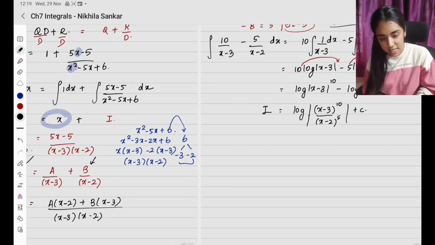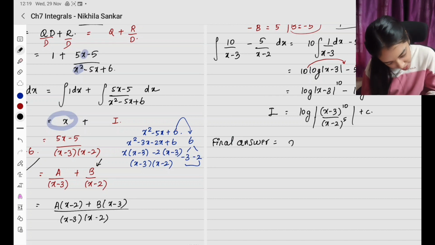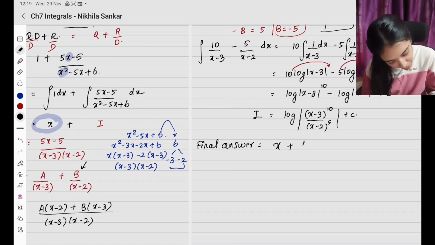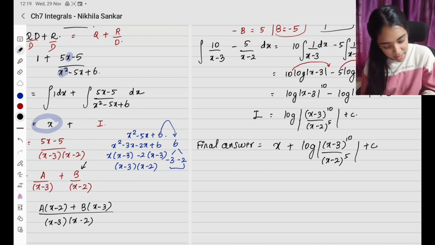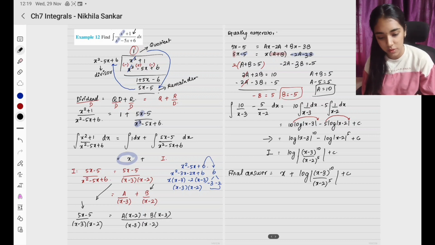But what is my final answer? I already have an x. So final answer is going to be x plus I. What do we get? log mod x minus 3 to the power 10 divided by x minus 2 to the power 5 plus c. You can leave it like this, or write it in log of a by b form. Okay, whichever is convenient for you.